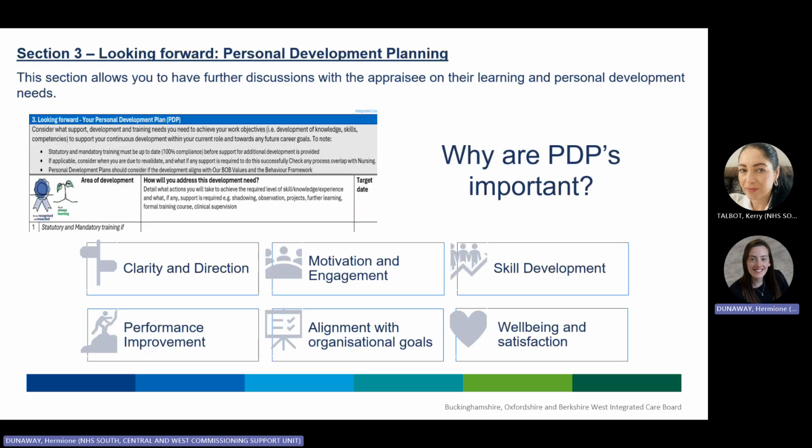So section 3 of the form, again, looks forward, but looks at personal development planning. And this section allows you to have further discussions with the appraisee on their learning and personal development needs. It is a structured approach to identify skills they may need to develop.